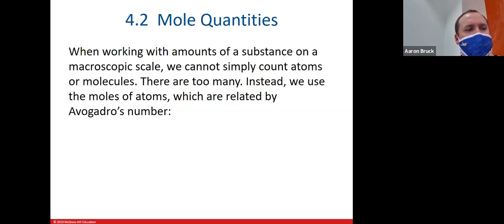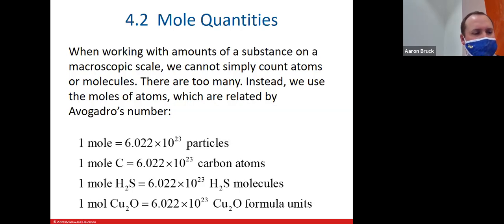Now, on the particulate scale, we use something called Avogadro's number. Avogadro's number is the number of particles in a mole of that substance. Now, what is a mole, you ask? Well, a mole is a common counting unit that is used by chemists as a way of standardizing the number of particles of something.